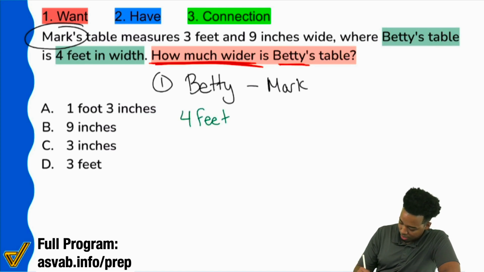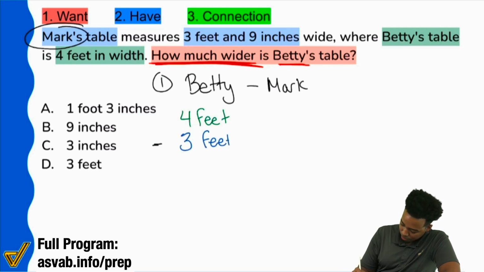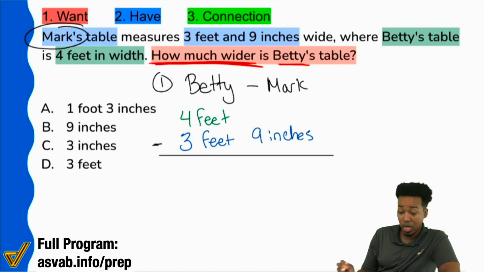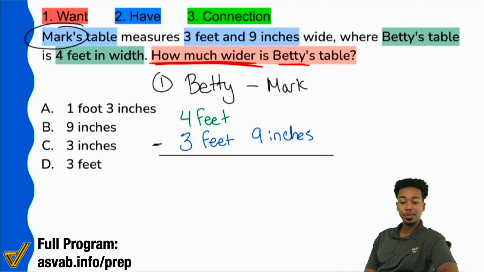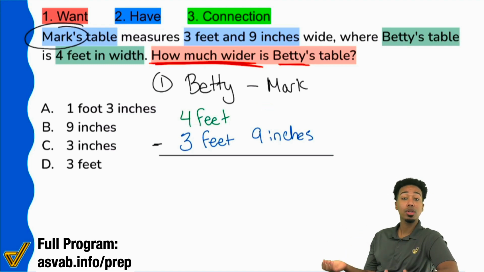And then what we're subtracting from Betty is Mark. So Mark right over here, it says Mark's table measures 3 feet and 9 inches. Sounds good. So we'll say 3 feet here, 9 inches. Okay, so you may be looking at this and thinking, hey, coach, that looks like a problem to me, right? That looks like that might be a slight little issue because how do I subtract 9 inches from nothing? Well, this is where you have to understand how borrowing works.